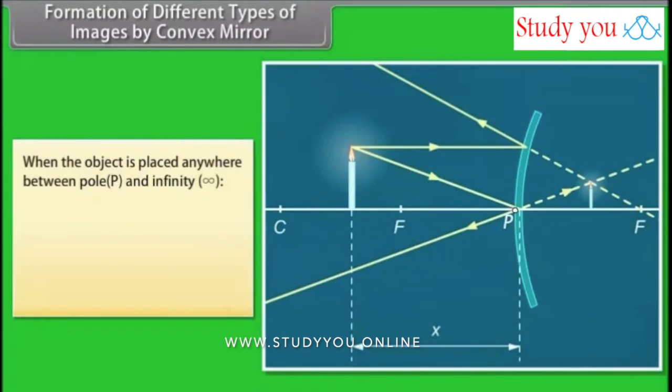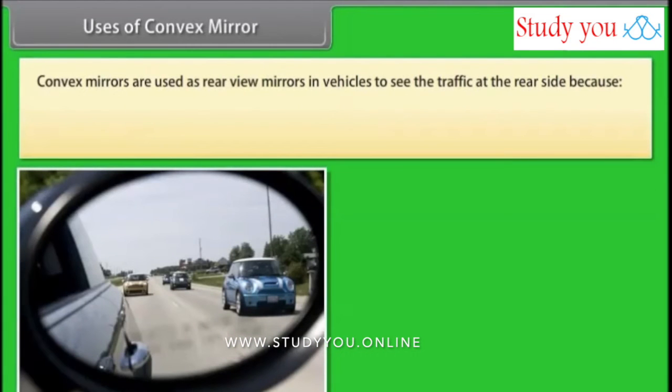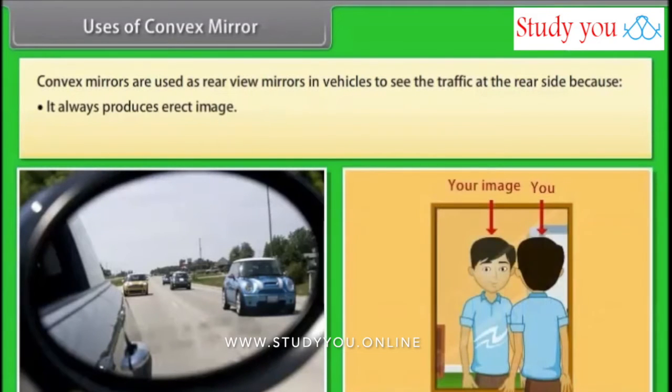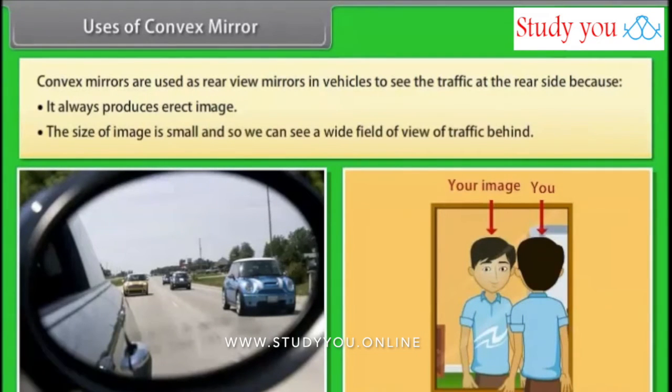When object is placed anywhere between pole P and infinity, image is formed behind the mirror. It is virtual and erect, smaller than the object. Uses of convex mirror. Convex mirrors are used as rear view mirrors in vehicles to see the traffic at the rear side because it always produces erect image. The size of image is small and so we can see a wide field of view of traffic behind.